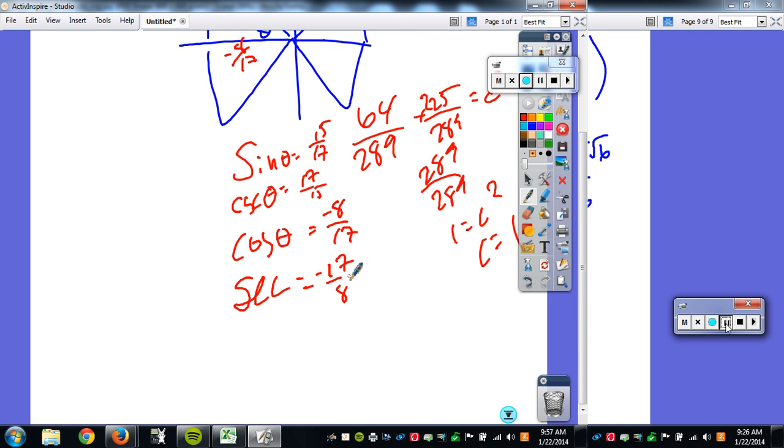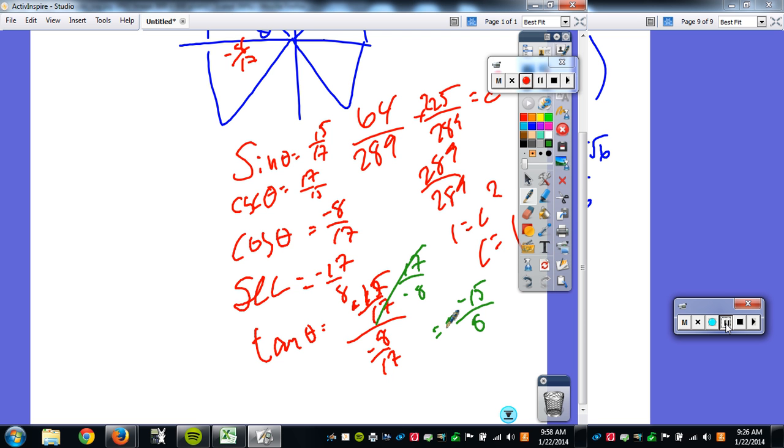Get the idea where we're going there? And then tangent, operating this one again. That's the y value over the x value, which is 15/17 positive over negative 8/17. Notice whenever we have a fraction over fraction, we multiply the top by the reciprocal of the bottom. So we multiply by 17 over negative 8 for tangent, so that's why it would be negative 15/8. Okay? And then what would be cotangent then? Negative 8/15. Does that make sense how you would go about that? Anybody have a question?